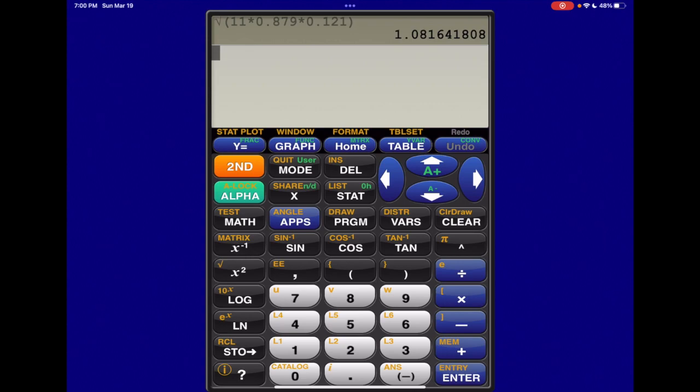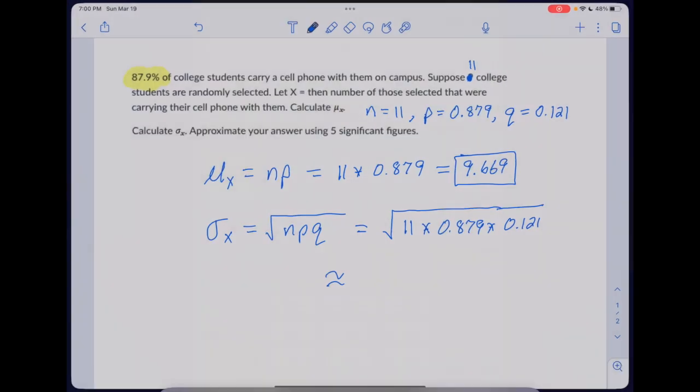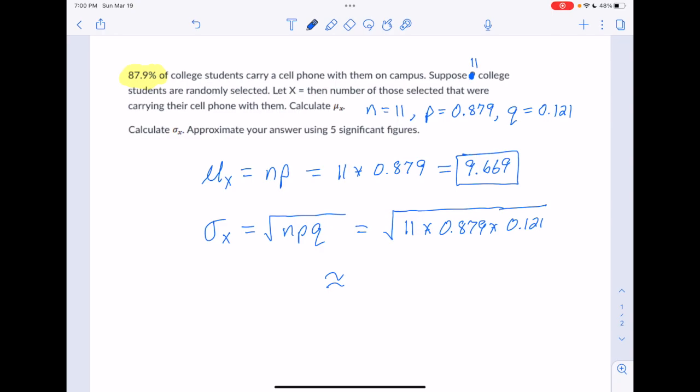And then we get 1.081641808. We want to round that to 5 significant figures, so 1.0816. That 6 would be our 5th significant figure. It's followed by a 4, so we will stick with the 6. So let's go back and write that down. So we get 1.0816. That is our value for sigma x. That has 1, 2, 3, 4, 5 significant figures. So that's what we would enter into active learning.